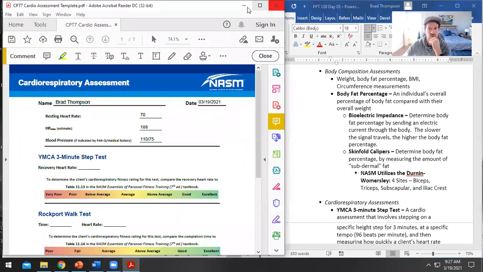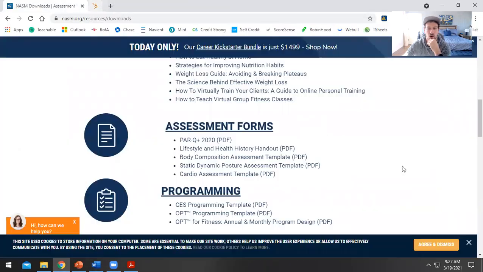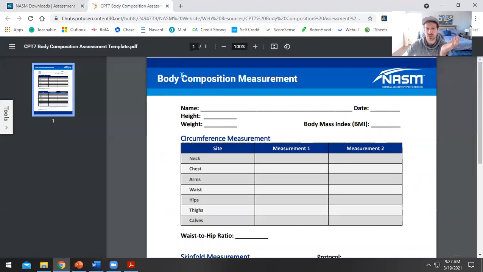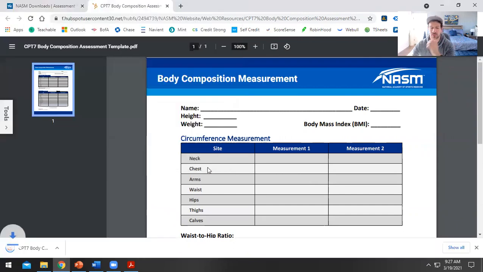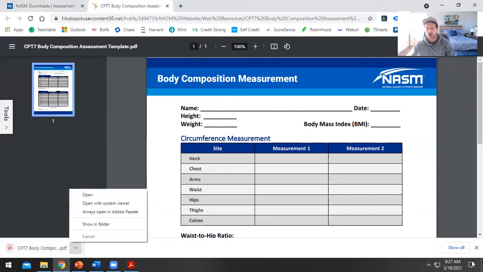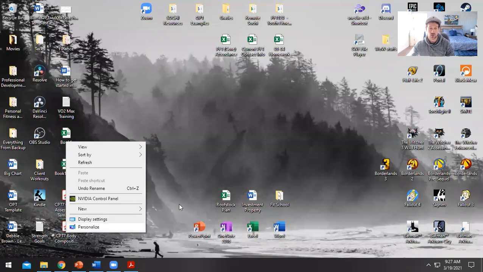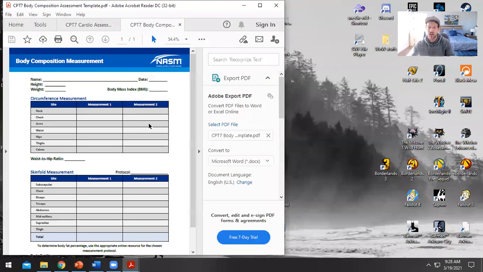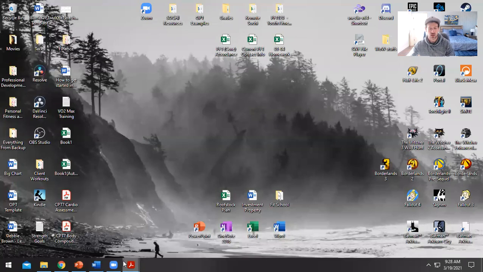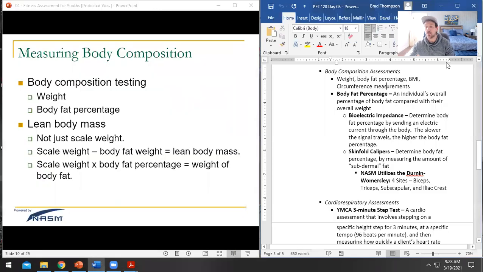All right, next type of assessments that we got. I'm going to go ahead and minimize that. Next type of assessments we got are our body composition assessments, right? Body composition assessments are where we are taking a look at our client's overall body composition in relation to their body weight, their body circumference, their body fat percentage, things like that, right? There's a couple different versions out there, but all of them are body composition. Even calculating a client's BMI, that's body composition.